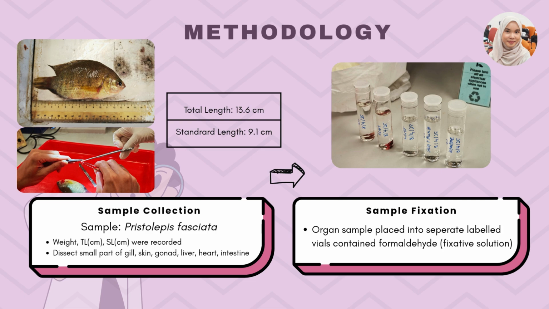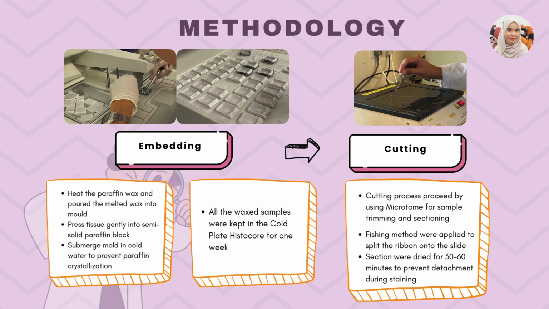The sample used in this part is a Barbonymus schwanenfeldii, and the standard length, total length, and weight were recorded. The gill, skin, gonad, liver, heart, and intestine were dissected into small pieces. And then we move to the sample fixation. The organ samples that were dissected earlier will be placed into separate vials containing formaldehyde as our fixative solution.